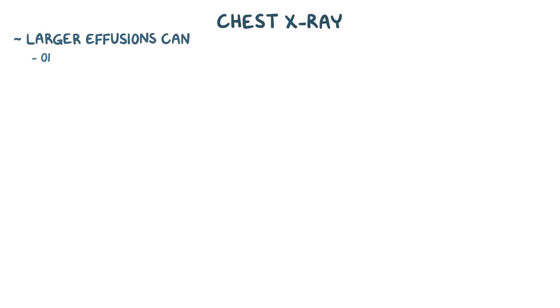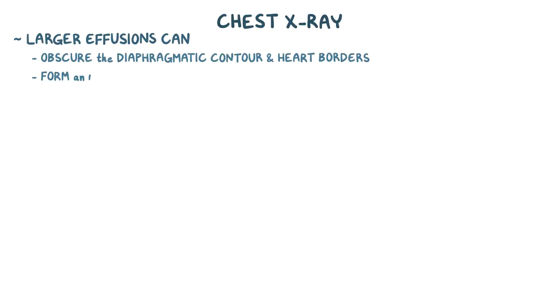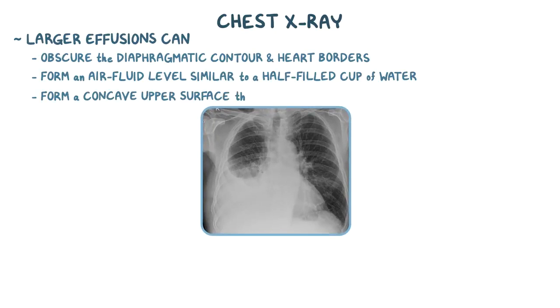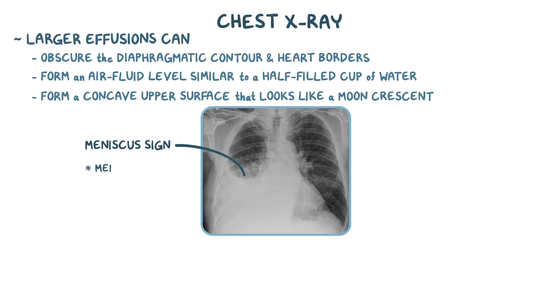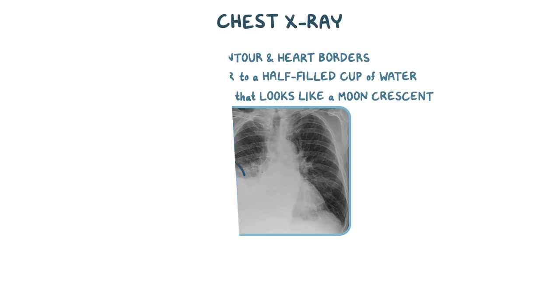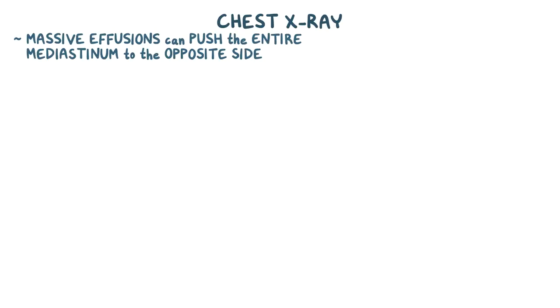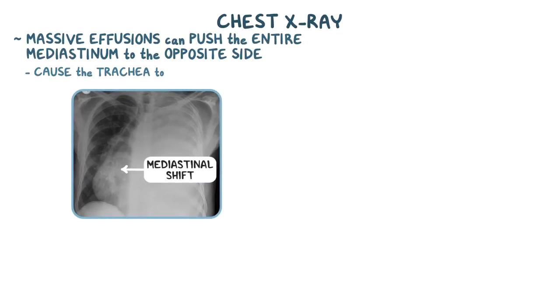Larger effusions can also obscure the diaphragmatic contour and heart borders, form an air fluid level similar to a half-filled cup of water, or they can form a concave upper surface that looks like a moon crescent and is called the meniscus sign, because meniscus is Greek for crescent. Also, massive effusions can push the entire mediastinum to the opposite side, which can cause the trachea to shift from the midline.